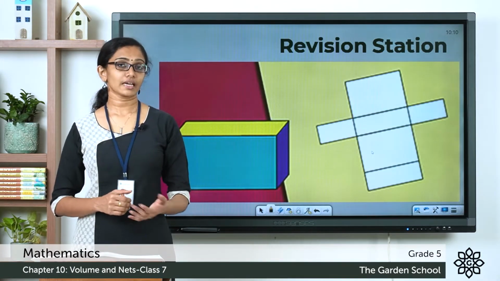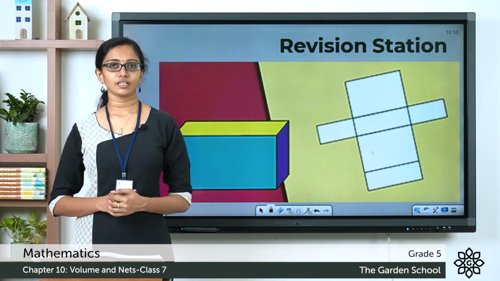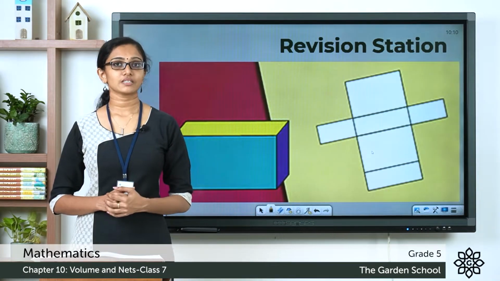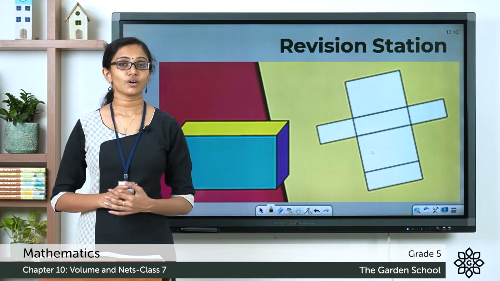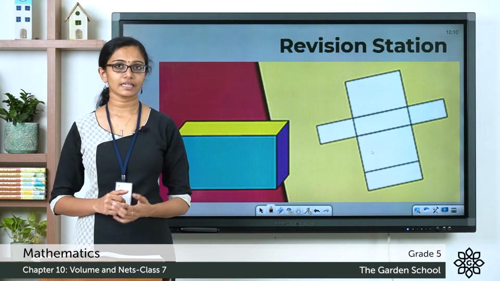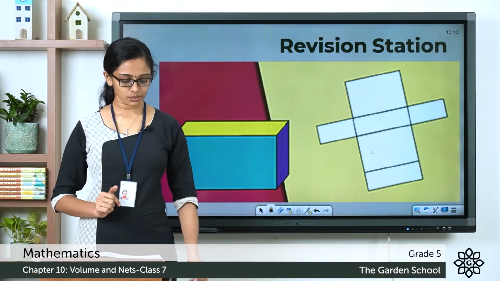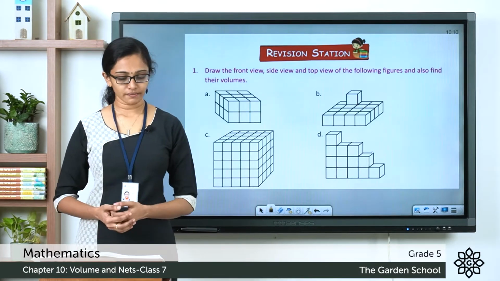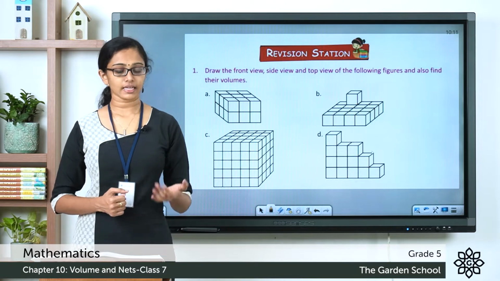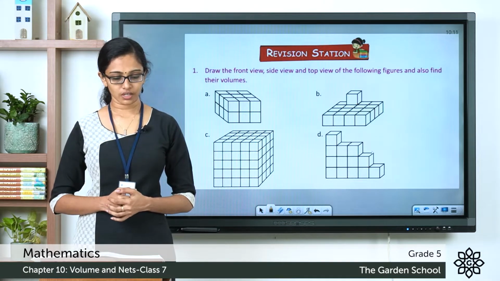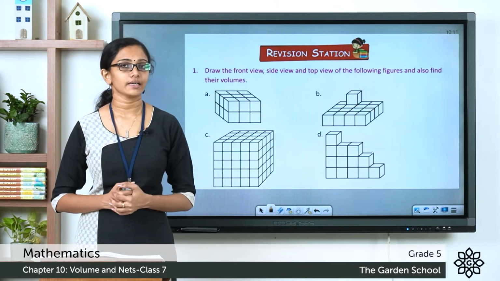So we have come to the end of chapter 10. Today we'll see the questions from the revision station. All of you please turn to page number 162 in your textbook. Let's see the questions. The first one: draw the front view, side view and top view of the following figures and also find their volumes.